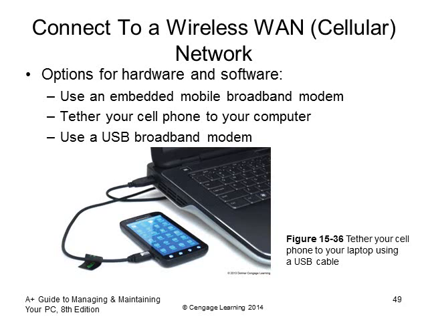To connect to a wireless WAN cellular network, the options for hardware and software are: you're going to use an embedded mobile broadband modem, tether your cell phone to your computer, or use a USB broadband modem.